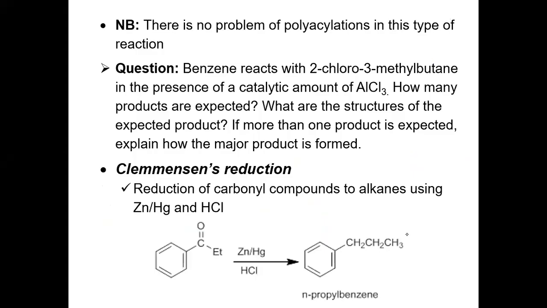Good. Clemmensen reduction, the last way of forming aromatic hydrocarbons. In Clemmensen, our starting material is as shown here. This is a ketone. We are not talking about only ketones, we are talking about carbonyls, but the specific one shown in this example is a ketone.